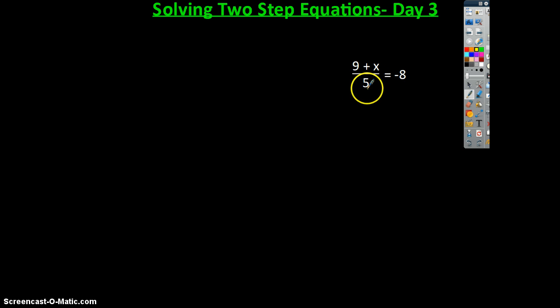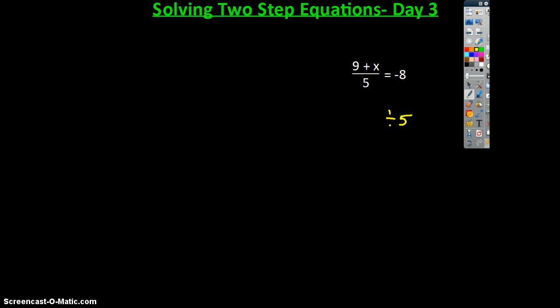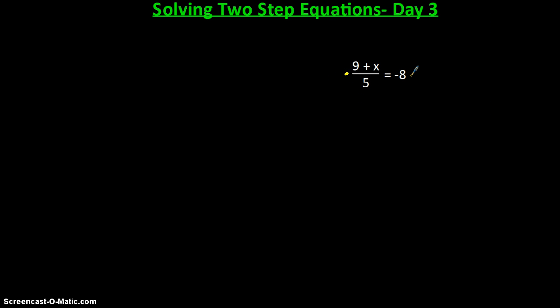In order to eliminate this 5 on the bottom, this actually means that we are dividing by 5. That's what that fraction bar actually means, and that's something that we've talked about before in my class. In order to eliminate this divide by 5, we're going to use rules of equations, and we're going to use that opposite operation, which is to multiply both sides. Now, in order to get rid of this divide by 5, that means I'm going to multiply both sides by 5. Now, on the left-hand side, though, I'm going to write 5 over 1.